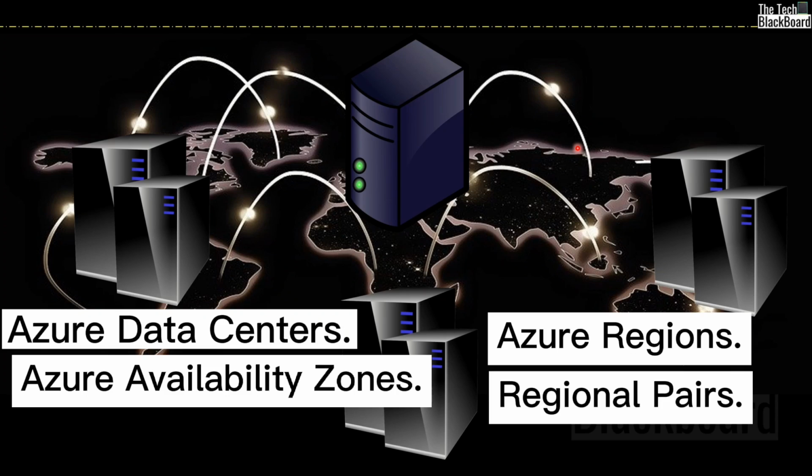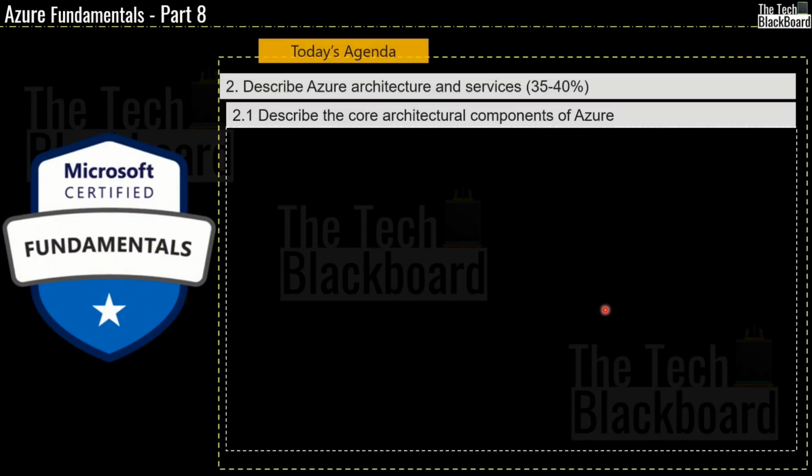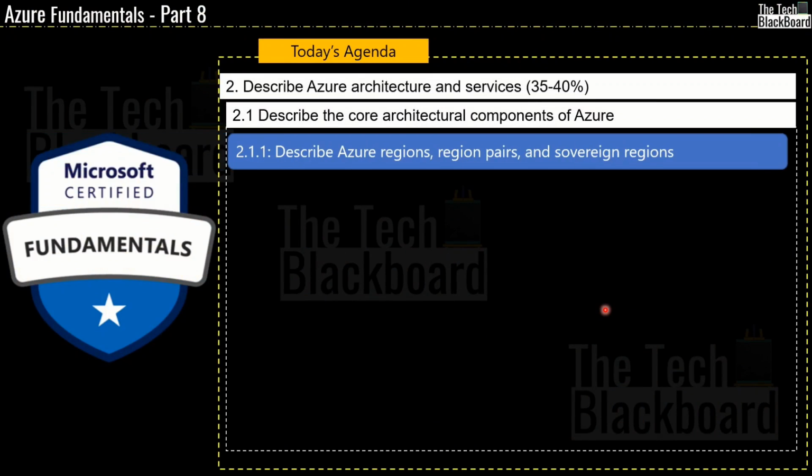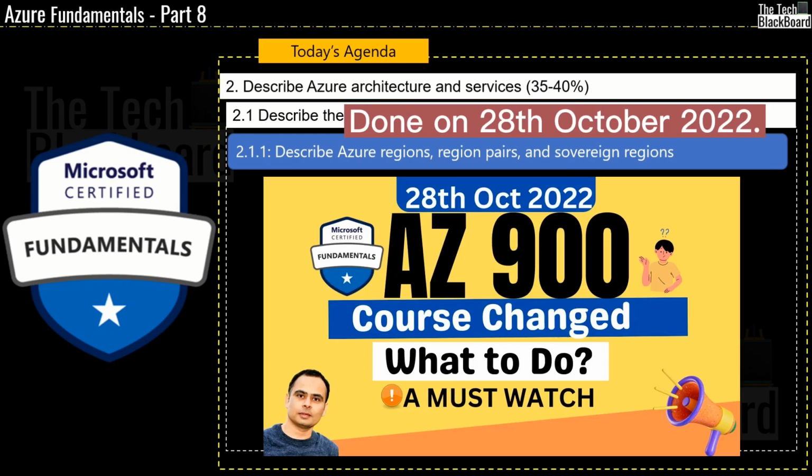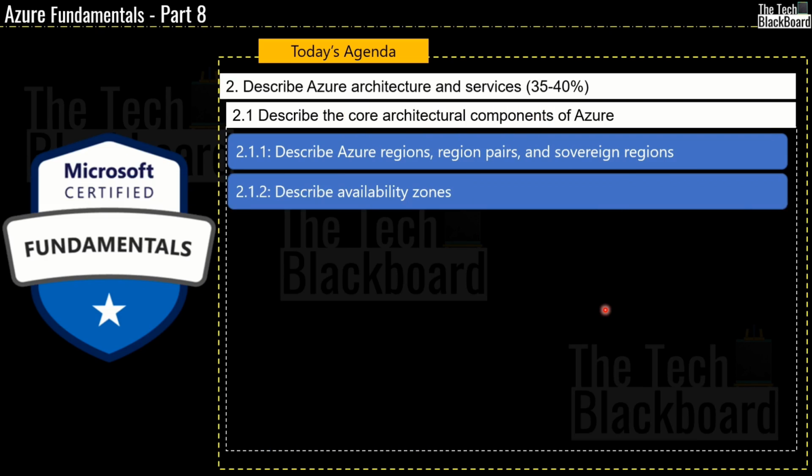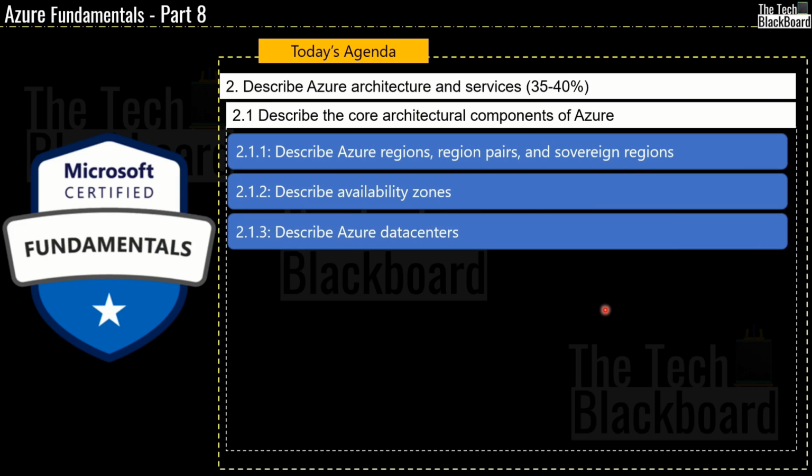In today's video, we are going to cover the very basics of Azure core architecture. In today's episode 8, we are going to cover describe Azure regions, region pairs, sovereign regions, and please note that this is the latest change done on the 28th of October 2022. To understand all such changes done in AZ-900, you can watch this video that I published some days back. We will then cover describe the availability zones, and finally we will understand describe Azure data centers.